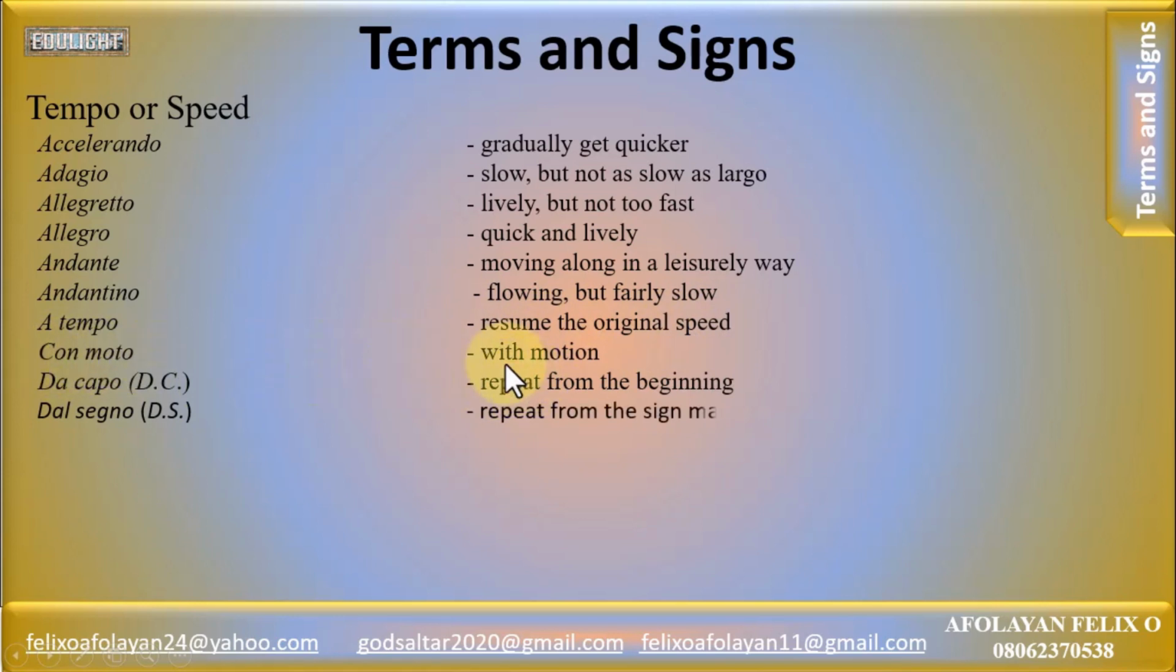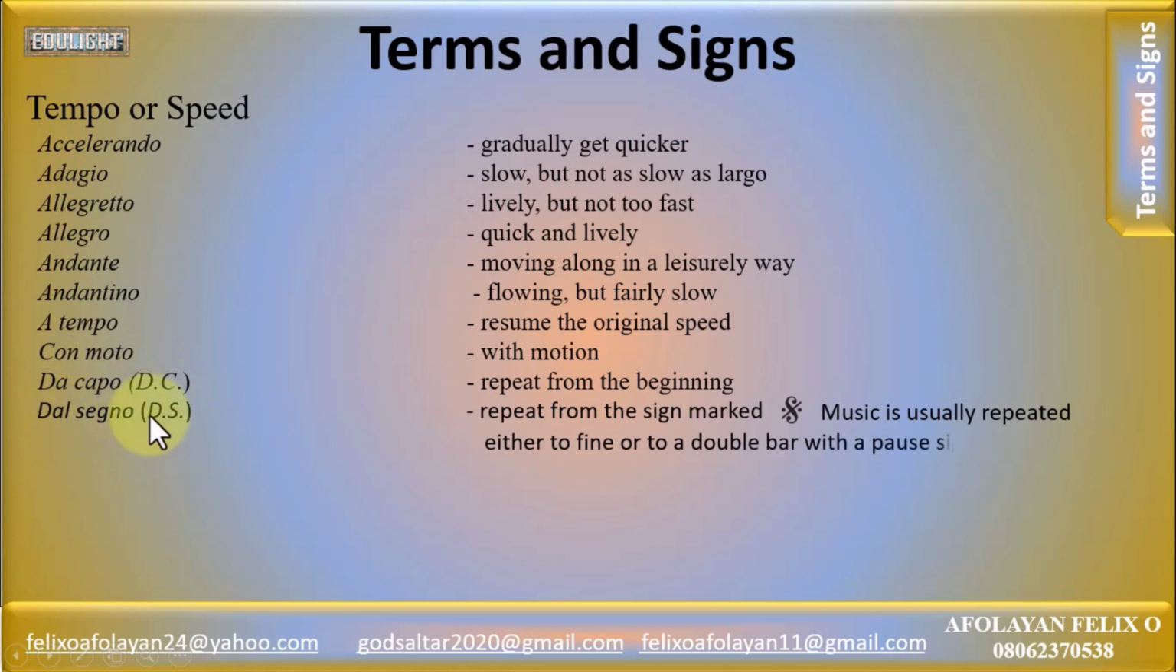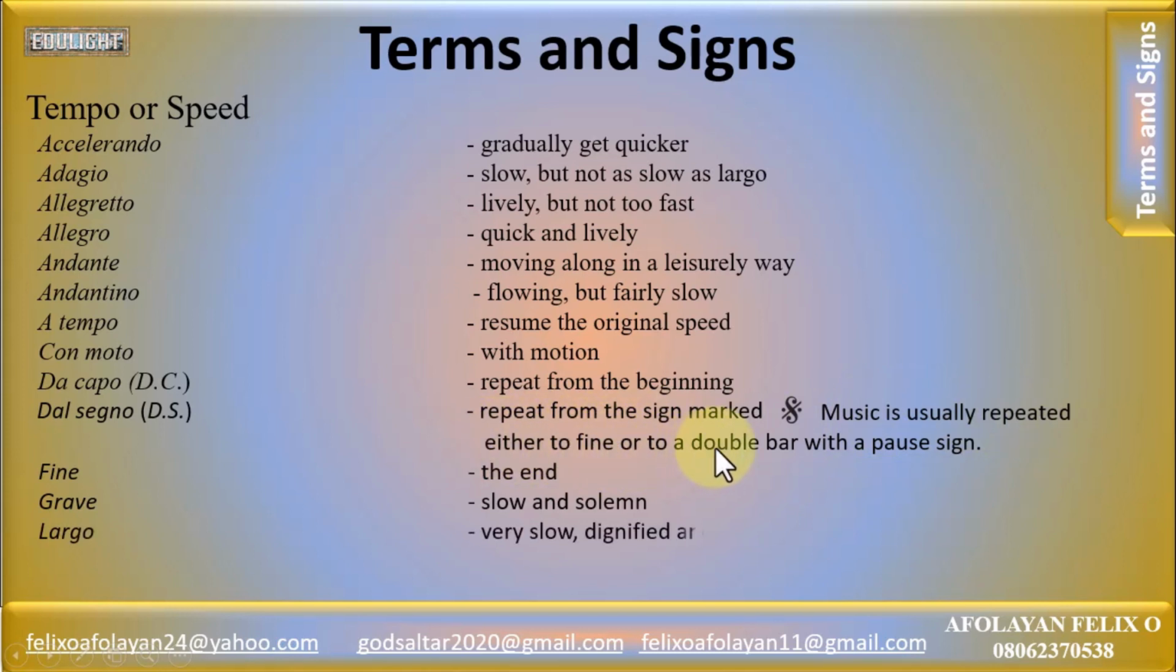Moto, with motion. Da capo, DC, repeat from the beginning. Dal segno, DS, repeat from the sign mark. They may just write da capo, or they may just write DC. For dal segno, they may just write DS, which is repeat from the sign mark. Music is usually repeated either to the end at fine or to a double bar with a pause.